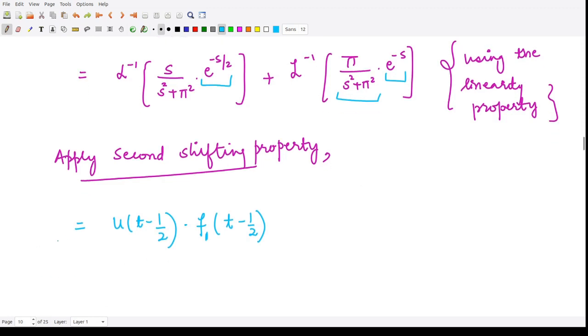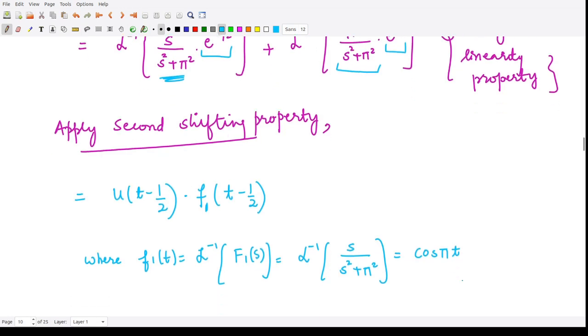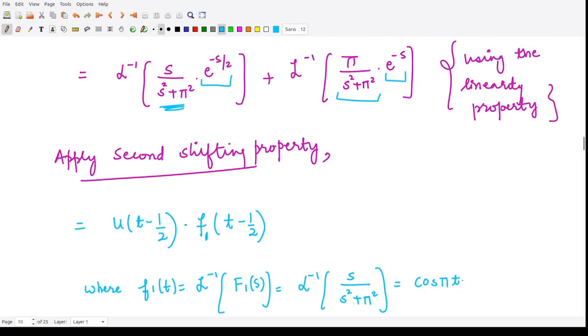where f1 of t is equal to Laplace inverse of this f1 of s. And what is f1 of s? That is equal to this whole quantity, s divided by s square plus pi square. The Laplace inverse of this quantity is equal to cos pi t. This is according to the direct formula of inverse Laplace transform. Okay, so this is our f1 of t.